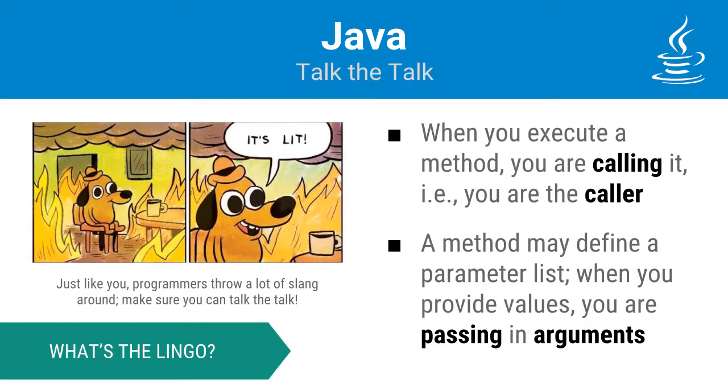Programmers have a rich vernacular that you will adopt in time. For example, when you execute a method, you are said to be calling it. You are the caller. Additionally, methods define parameters, but when you pass values in, you're actually passing in what are called arguments to the method. With enough exposure, you'll be talking the talk in no time.